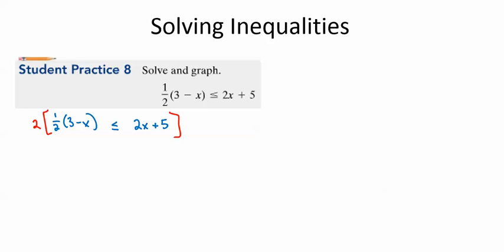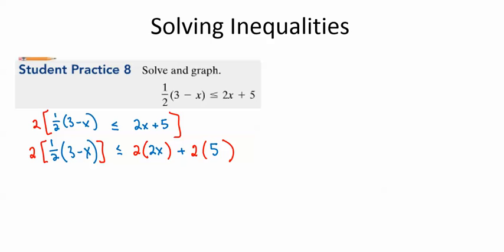Breaking that down, we're going to multiply 2 times each term. Notice that on the left side, we're only going to multiply the 2 times the 1/2, which will give us 1, and then distribute that 1 into the 3 minus x. So as we do, the 2's here will cancel, and we get 1 times 3 minus x, and I'll just jump right ahead to that 3 minus x there. 2 times 2x is 4x, 2 times 5 is 10.